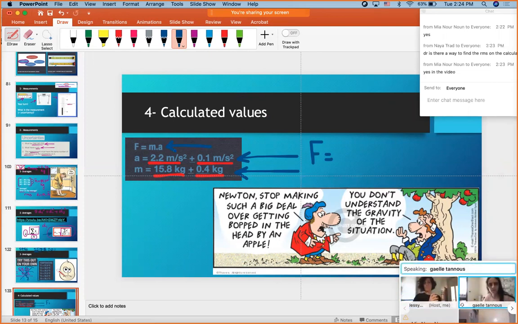Newton's. This is Newton's second law. Yeah, Newton's second law. That's so cool. Newton is my favorite. I have to tell you this. So how do you find F? Originally, to calculate F, we do 2.2 times 15.8.